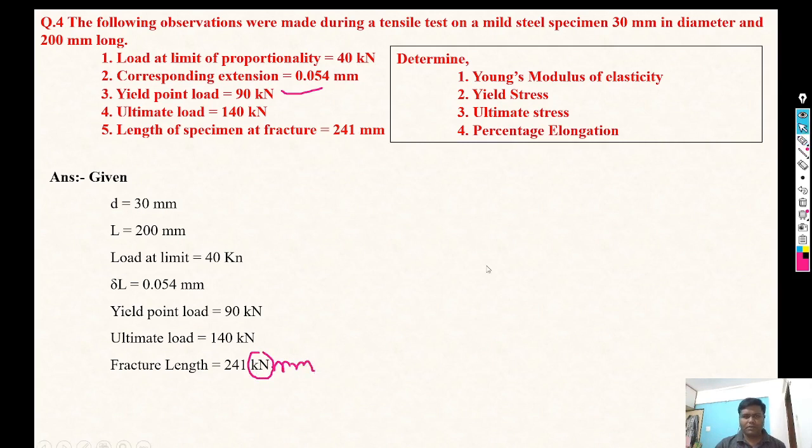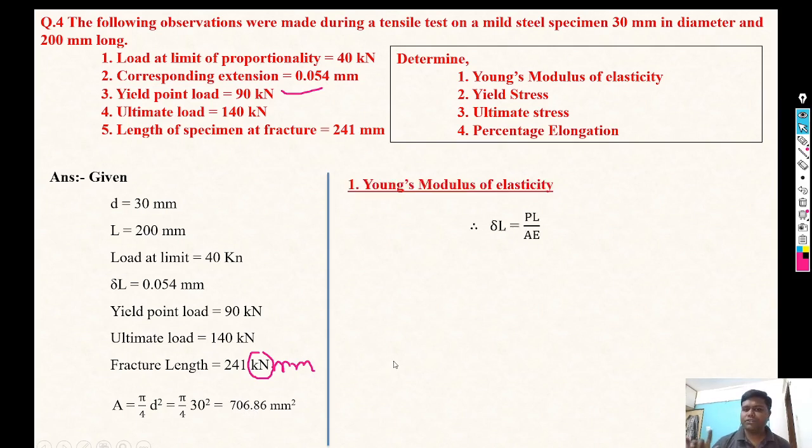Okay, now comes, so obviously first we need to calculate the area, and the circular section is given, so pi by 4 d square. So the area is 706.86 mm square. So first we require the modulus of elasticity.